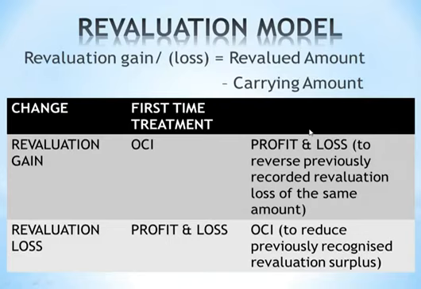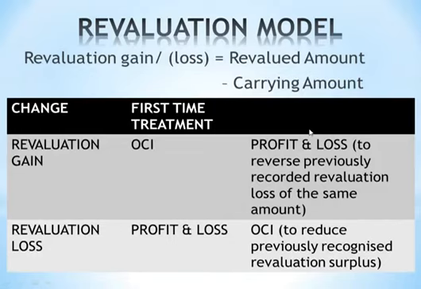In the case of revaluation loss, as I said, the first-time treatment is supposed to go to profit or loss. But in the case whereby in previous years you accounted for a revaluation gain, and therefore you had a revaluation surplus for that, you need to send the revaluation loss to OCI to reduce the previously recognized revaluation surplus.